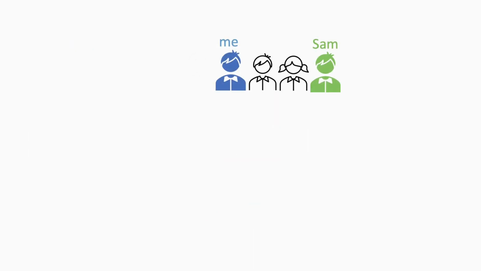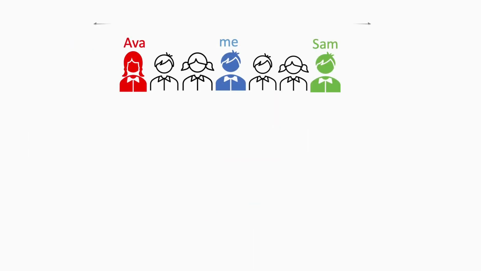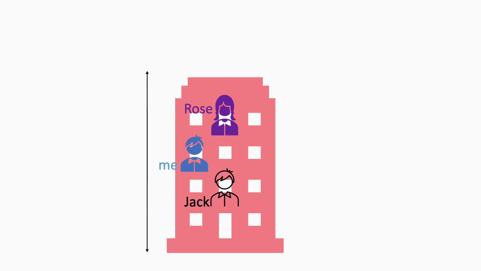If we want to give an example for absolute values in the real world, we can refer to these examples. Sam is sitting 3 chairs to my left in my perspective, and Ava is sitting 3 chairs to my right in my perspective. Or on the vertical number line, in our building, Rose's apartment is 1 level higher than mine, and Jack's apartment is 1 level lower than mine.